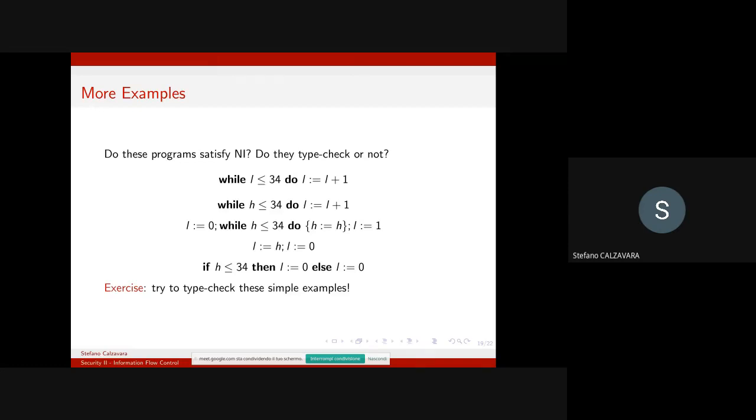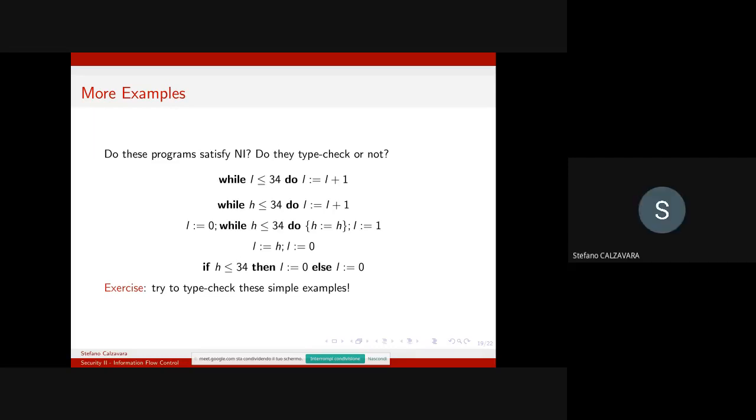Moruzzi? Okay. Can you hear me? Yes. Okay. So I think yes, because, sorry, I think no, because I can derive the value of H by increasing L.